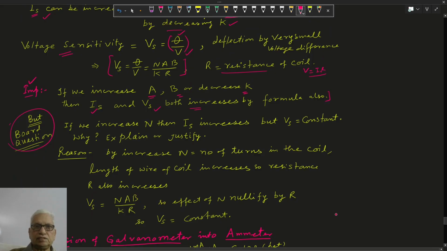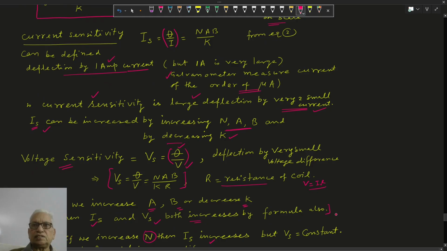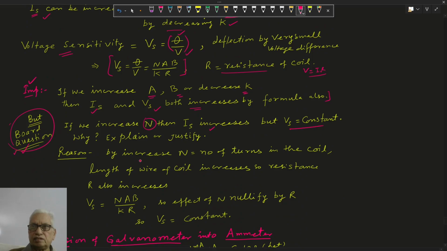But this question is a repeating question. बहुत बार पूछ ले रहे हैं हम लोग से. If we increase N, then current sensitivity by the formula NAB, N ऊपर है न्यूमरेटर में. करंट सेंसिटिविटी तो इंक्रीज होगा. But voltage sensitivity is a constant. By increasing the number of turns, there is no change in the voltage sensitivity. Reason behind here is voltage sensitivity NAB upon KR. अगर N को इंक्रीज करते हैं तो नंबर ऑफ टर्न्स इंक्रीज होने से लेंथ इंक्रीज होगी, वायर की लेंथ इंक्रीज होने से रेजिस्टेंस इंक्रीज होगा. तो यहाँ पर N और R एक दूसरे के इफेक्ट को नलीफाई कर दे.